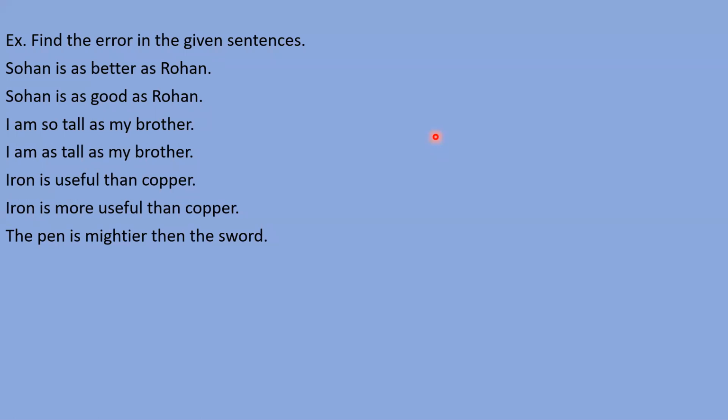Might is also a comparative degree. No need to use more. Another answer: The pen is as mightier than as a sword. You are telling a different formation. Okay, but you have tried very well.